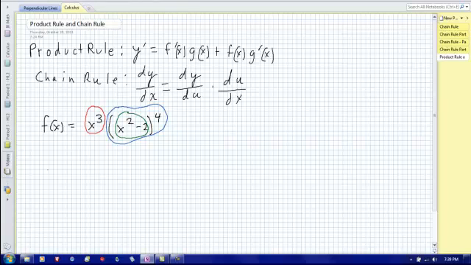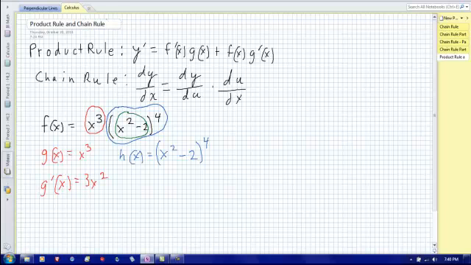Okay, so our first function here is, well, let's call it g for right now. That's the first function. That's equal to x cubed. And our second function here, h, is equal to x squared minus 2 to the fourth power. Okay, so now following the product rule, we take the derivative of g here, because we'll need this first function. That's pretty easy to do.